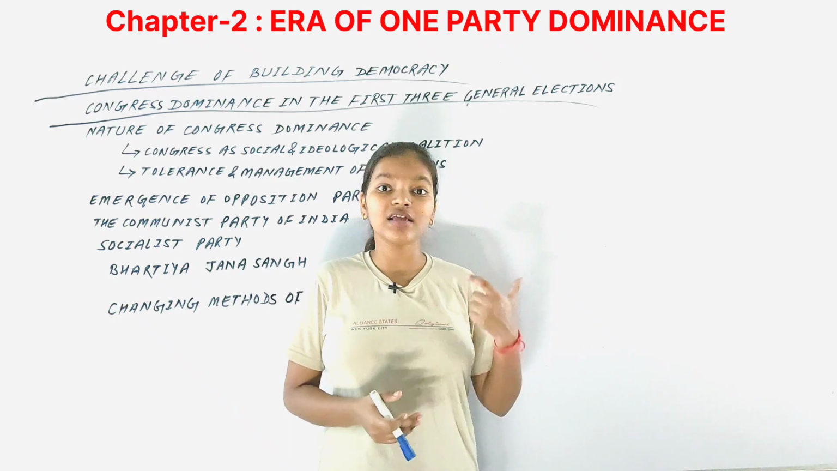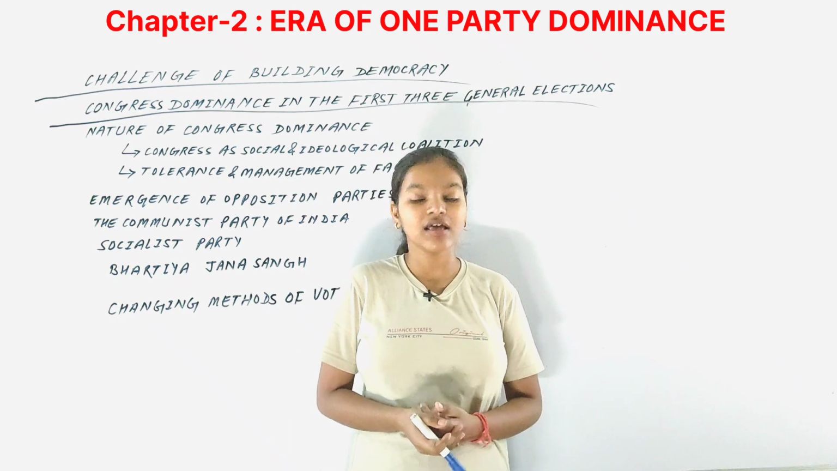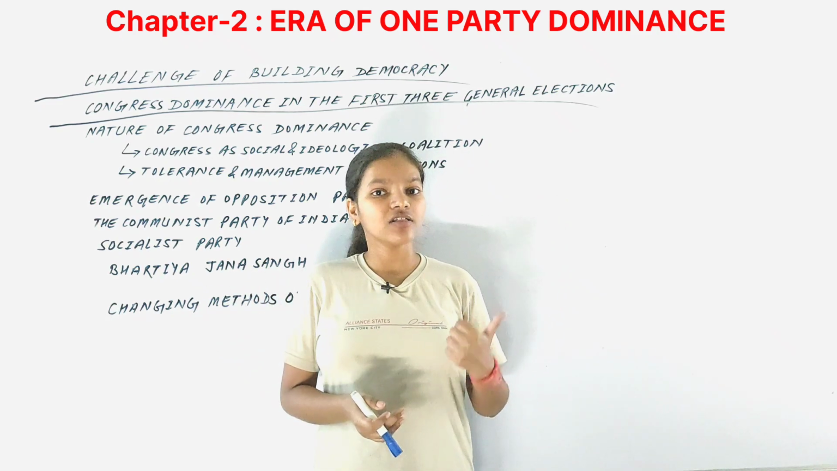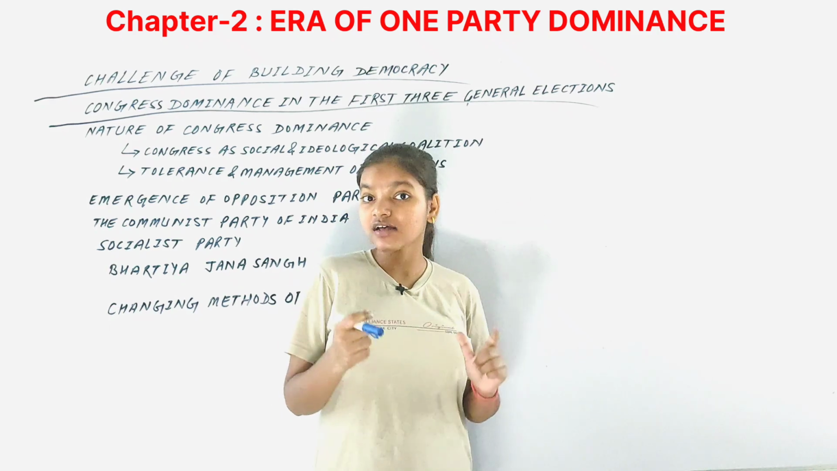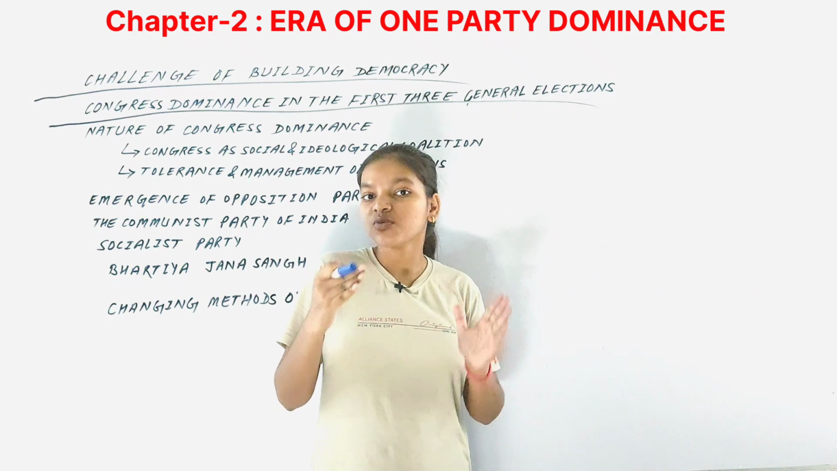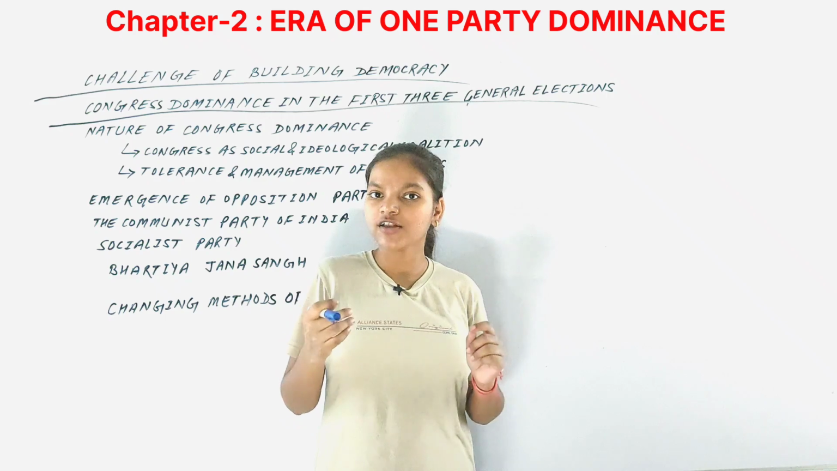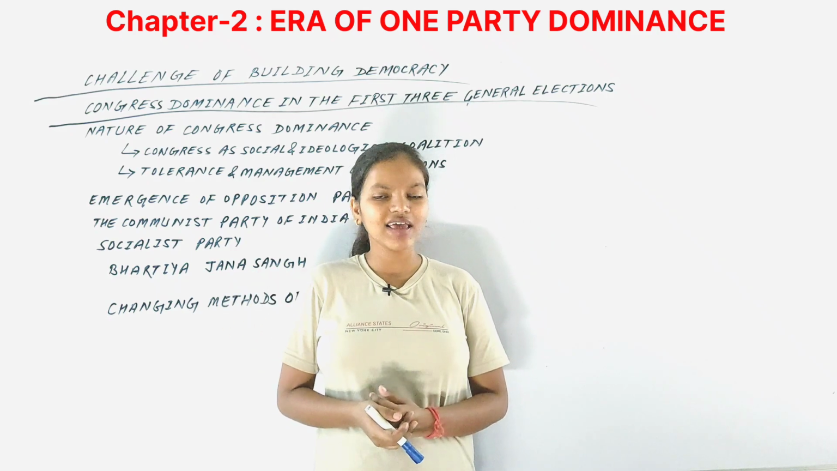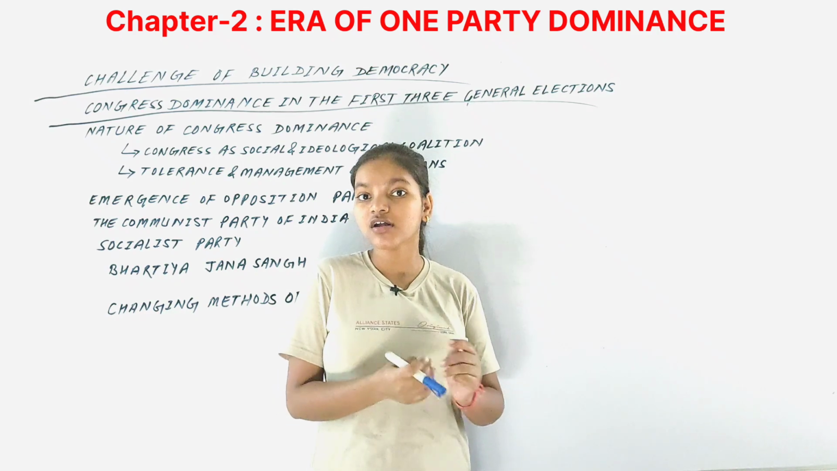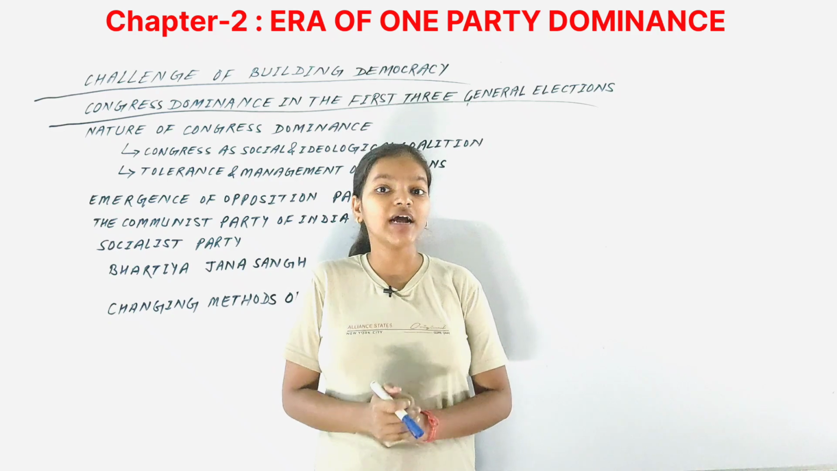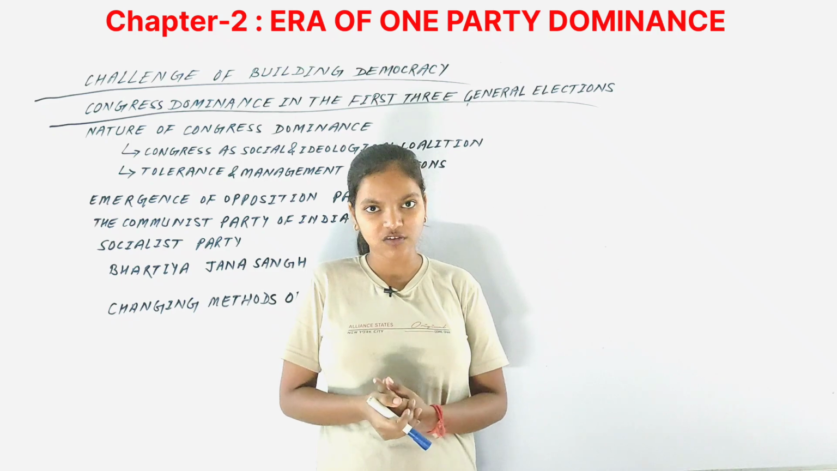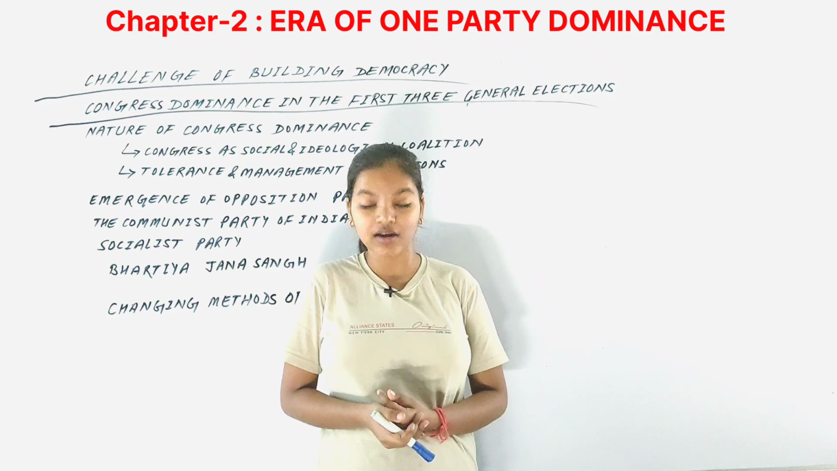Second instance was in the 1957 state elections, which means the second general elections of the country. In that election in the Kerala state, Congress failed to form the government. The Communist Party of India, CPI, formed the government. So there were some rare cases where Congress failed to form the government, but on a large scale, overall, if we see the situation in the whole country in the Lok Sabha elections, Congress had formed the government.